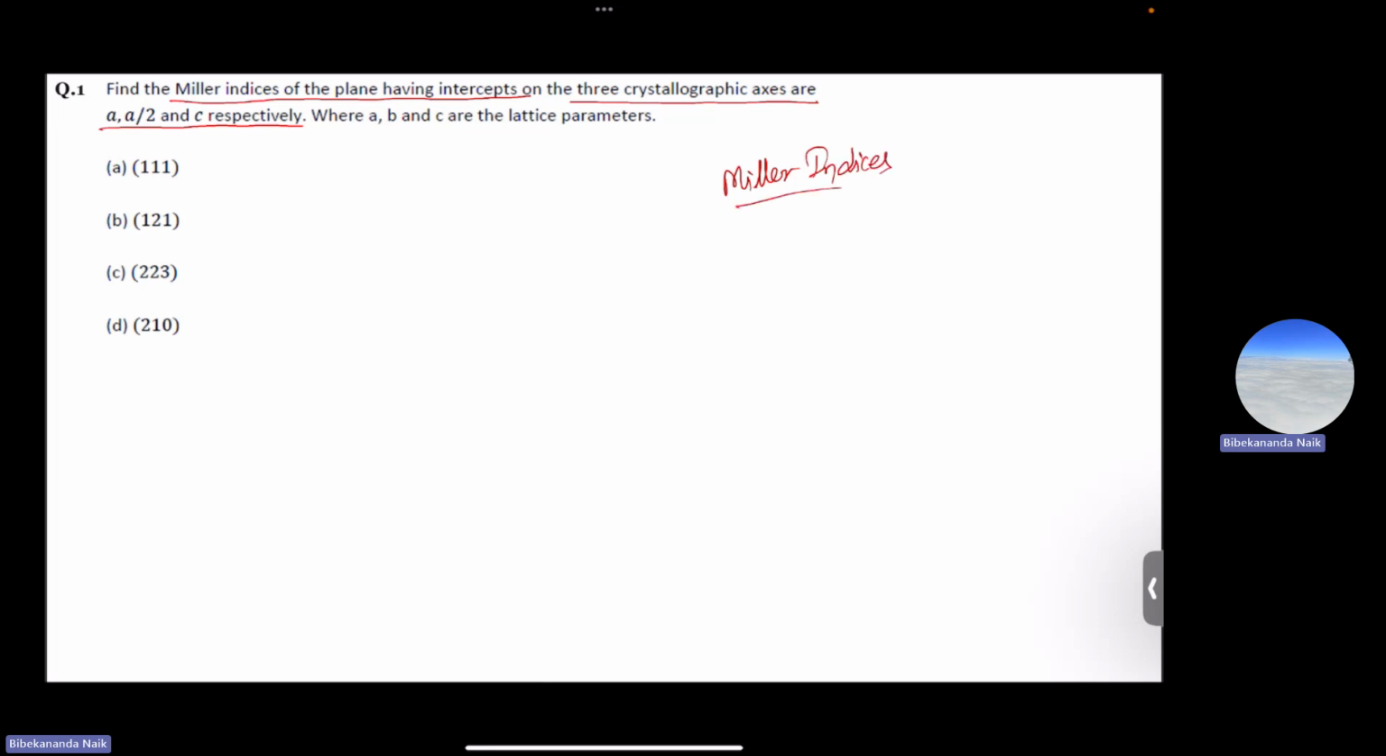In the previous week also we have solved a few problems based on the same concept of Miller indices. I'll give you a few minutes to try this question and then I will discuss its solution.